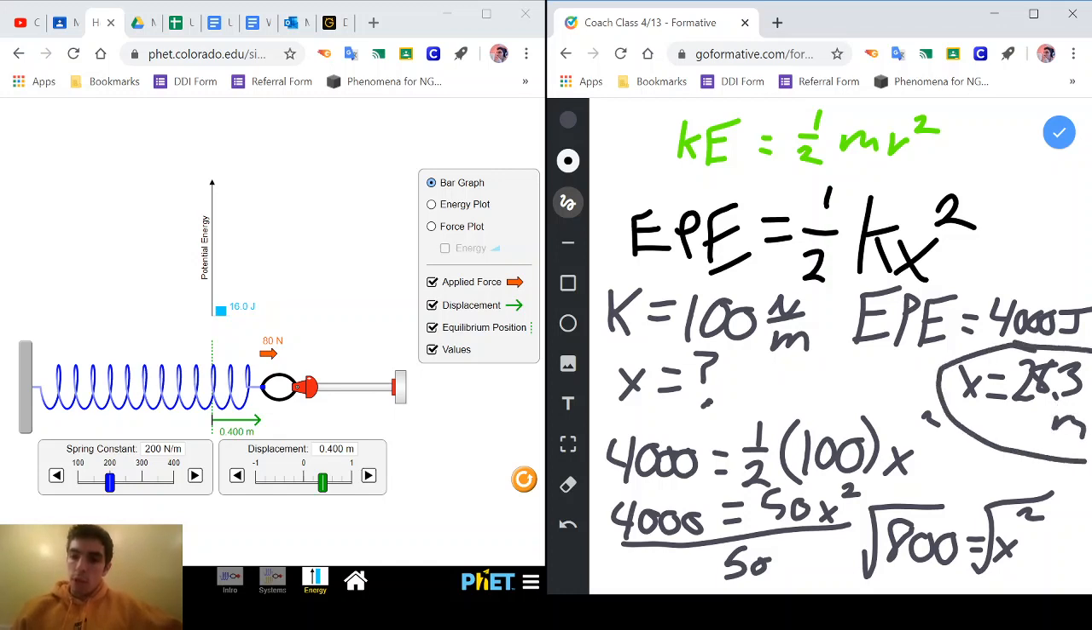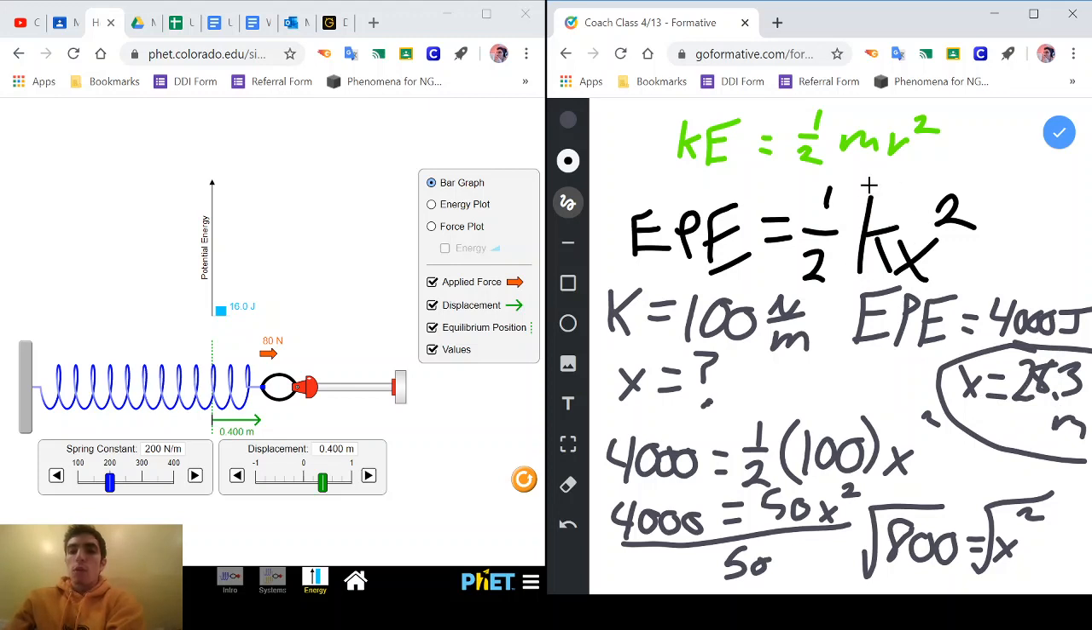So we would have to compress or stretch this spring out a lot. It would have to be a pretty gigantic spring for us to store this much energy in it. Most springs probably could not be stretched 28 meters. That's a pretty ridiculous answer. But that's how you would solve any problem like that, where if you know an energy and a spring constant, we could solve for that displacement.